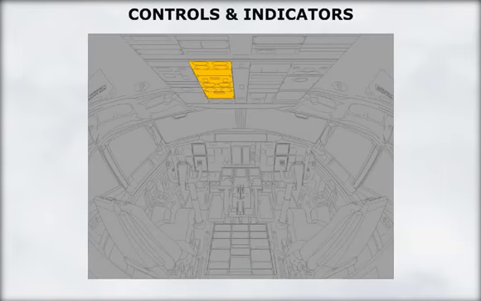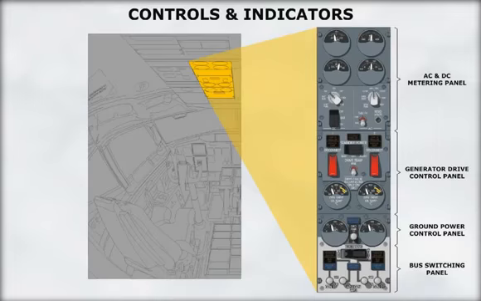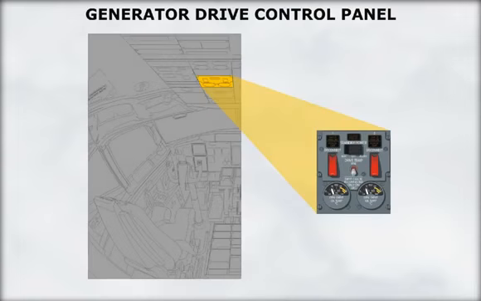Let's look at the controls and indicators for the electrical system. The control and indicator panels for the electrical system are located on the forward overhead panel. They include the AC and DC meters and the galley power control panel, the generator drive control panel, the ground power control panel, and the bus switching panel. Let's look at the generator drive control panel.